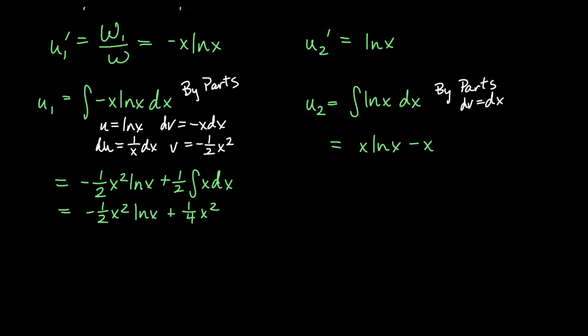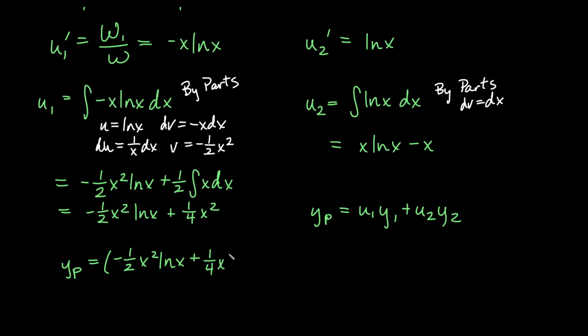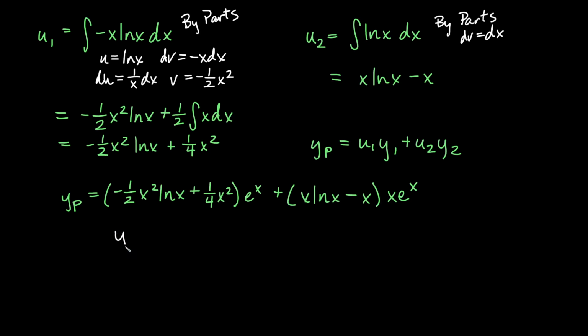We have our y1 and our y2. Remember, our yp is going to be u1 y1 plus u2 y2. Let's go ahead and write all this down then. So our yp is going to be u1, which is negative 1/2 x squared ln x plus 1/4 x squared. You could factor out some things if you want, I suppose. Our y1 was e to the x, plus u2 y2, so we have x ln x minus x, and then our y2, remember, was x e to the x.